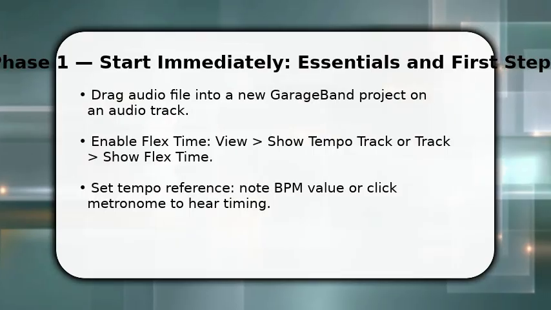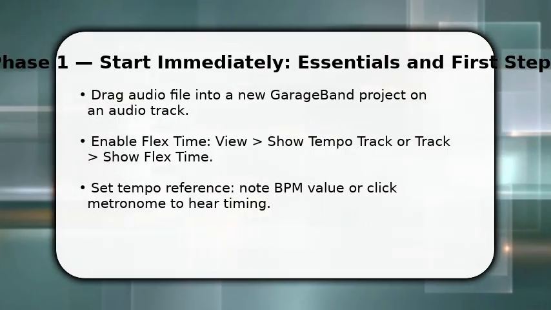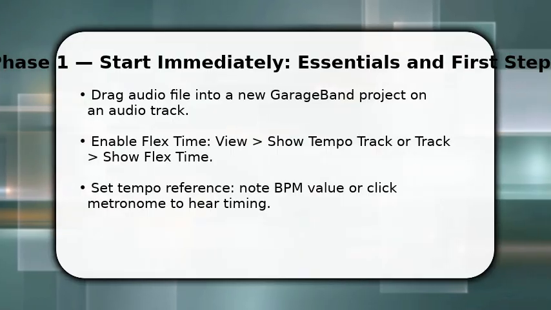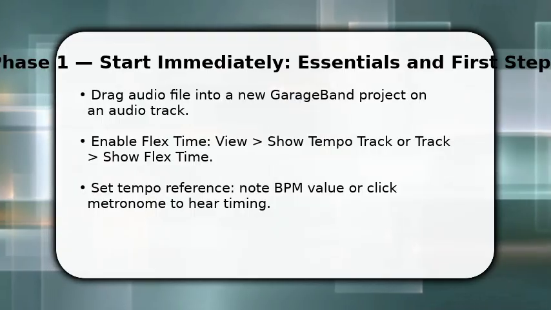You start by importing the audio directly into a new GarageBand project. Drag the file onto an audio track and position it. Once done, enable Flex Time for that track so you can change tempo without pitch artifacts.